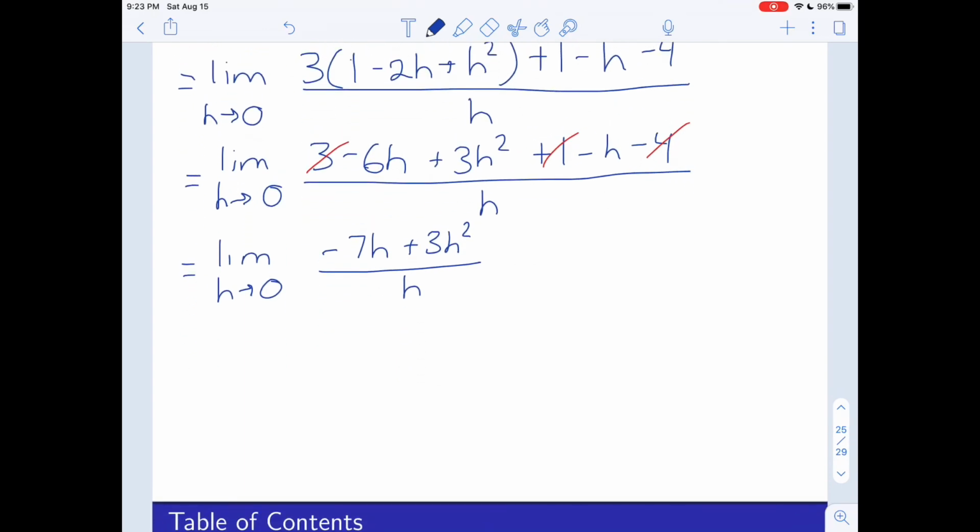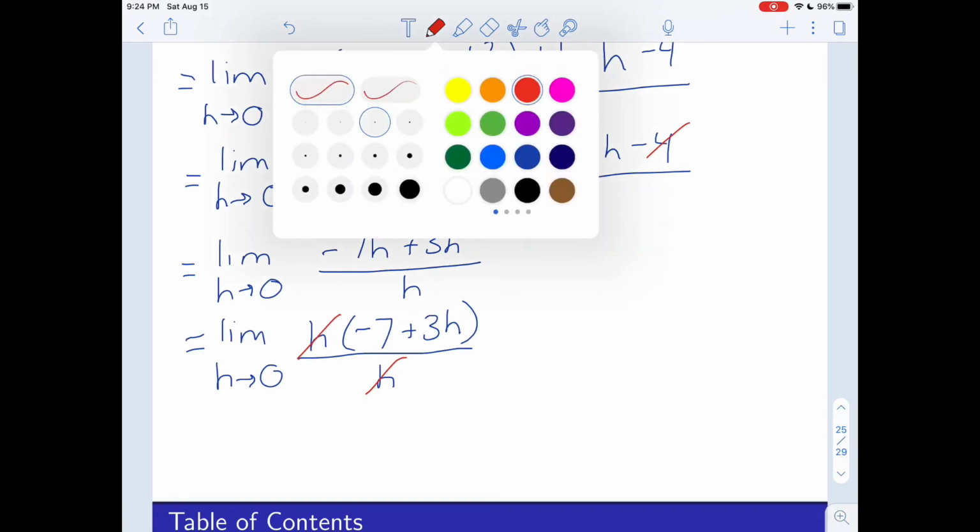Now this is the most common place to make a mistake, so we're going to do this really carefully. My goal here is to cancel out the h on the bottom so that I can just plug in 0. However, I can only cancel things that are multiplied together. I cannot cancel an h right here because that's not multiplied by this 3h squared, it's only added. So the way we're going to deal with that is we're going to factor out an h on top. They both have an h. So this is negative 7 plus 3h. If I factor out an h, there's my h. And now I have a multiplication going on in the numerator, so I can cancel the h's.